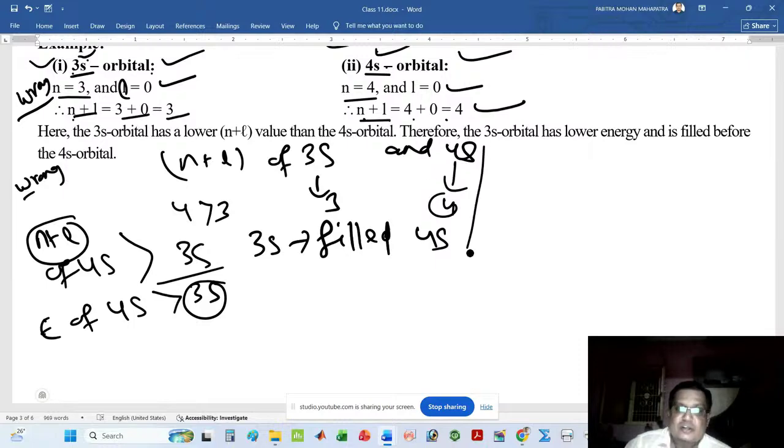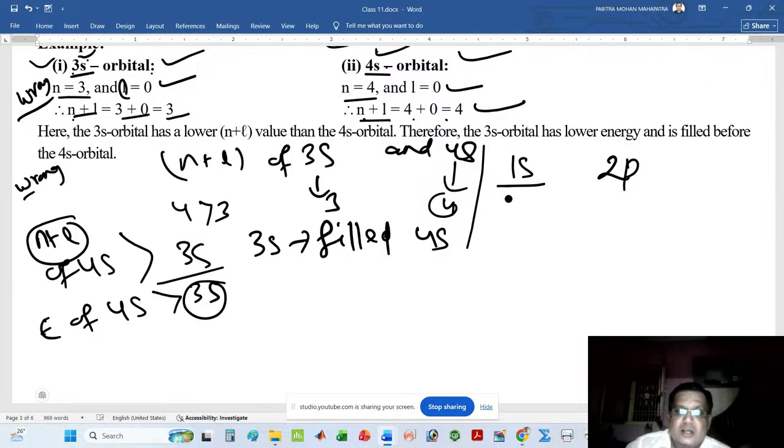Let's take another example. Suppose I take 1s and another I take 2p. How will you determine which orbital has the maximum energy and which orbital has low energy? That is your highest energy, and the other is your low energy.